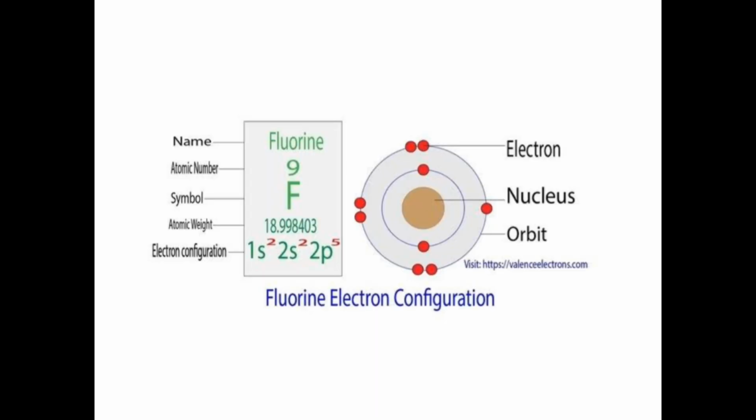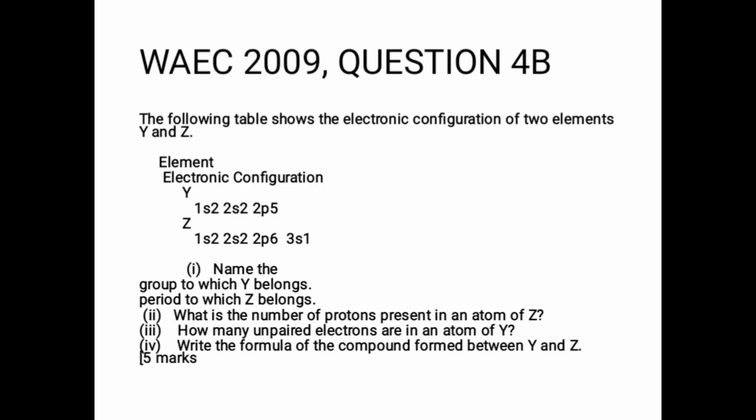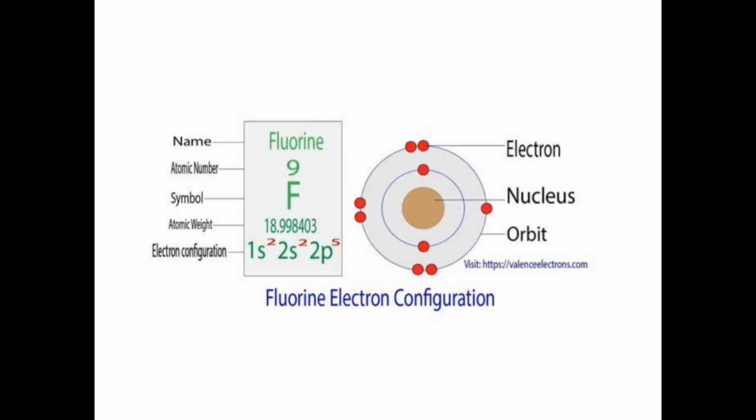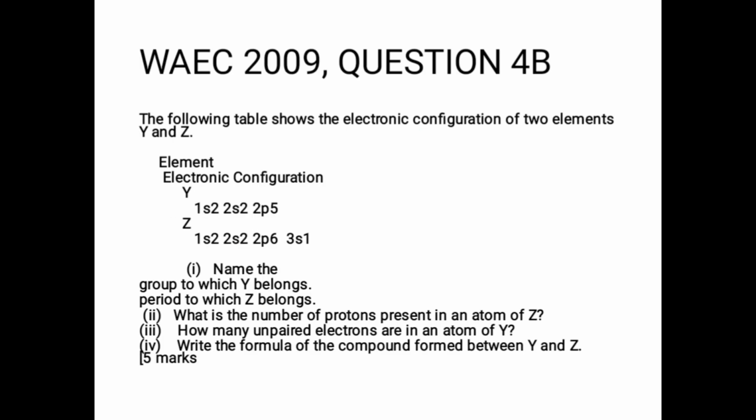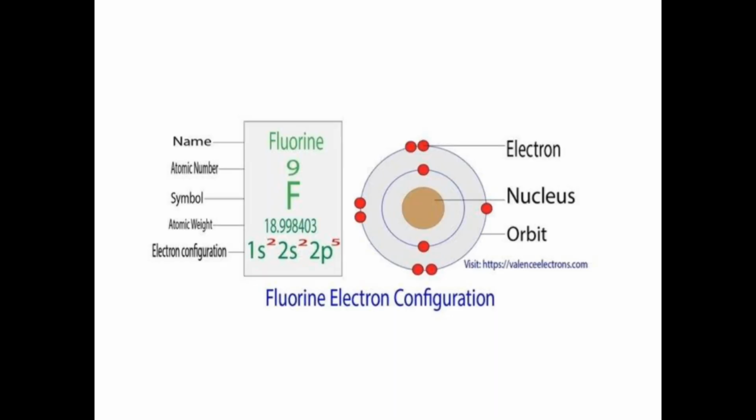Okay, let's look at the question. You see that you have 1s2, 2s2, 2p5. If you add all the electrons together, you are going to get 9. And then that will be the atomic number. And the element that has an atomic number like that is fluorine. So they are talking about fluorine. So fluorine is Y there. And then they ask you to name the group that it belongs to, which is what? Group 7.